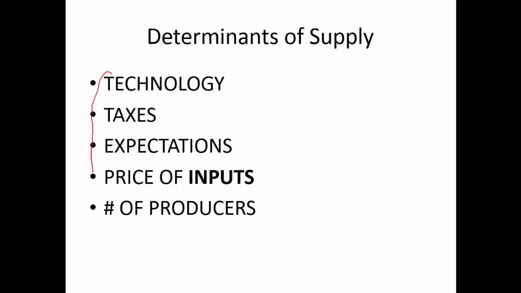Okay, so to summarize determinants of supply: technology, taxes, expectations, price of inputs, number of producers. We can use a similar kind of acronym here. Now it's TTEP number. TTEP number is a way to help you remember the categories for determinants of supply. All right, and now that brings us to equilibrium.